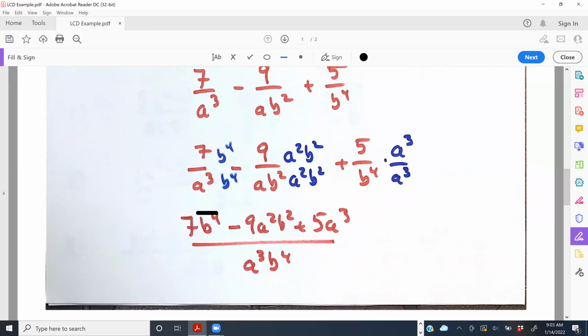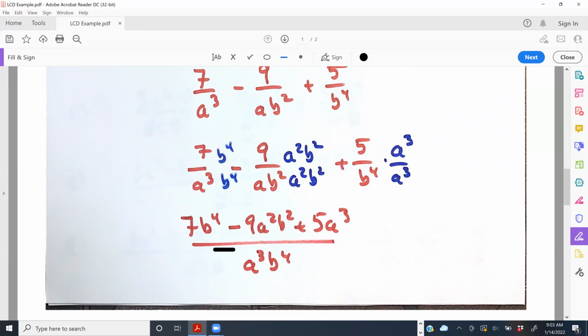Be careful, you can't then cancel, say, the B to the fourth with this B to the fourth or something like that. This whole term in the numerator is one term. You can't cancel into that. So this is done. Yay.